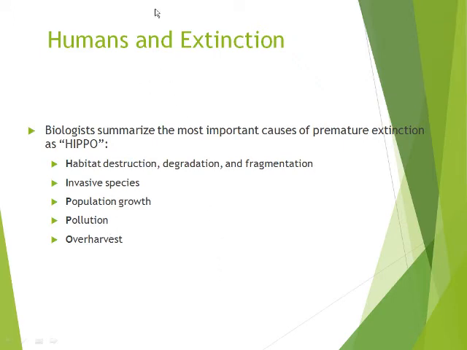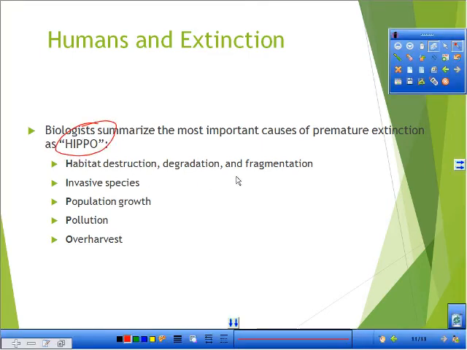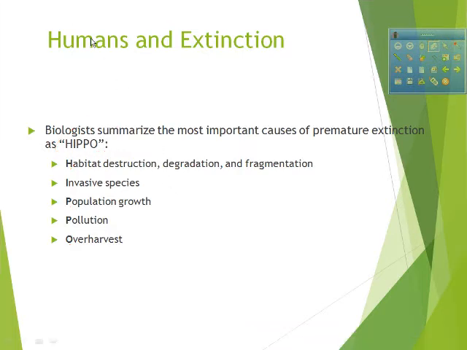HIPPO is your next concept right here. Habitat destruction, invasive species, population growth, pollution, and overharvest. These are the reasons that most extinctions happen if they are caused by humans. So like I said, it goes back to that economic versus environmental thing. These are the things that we do that cause extinctions.